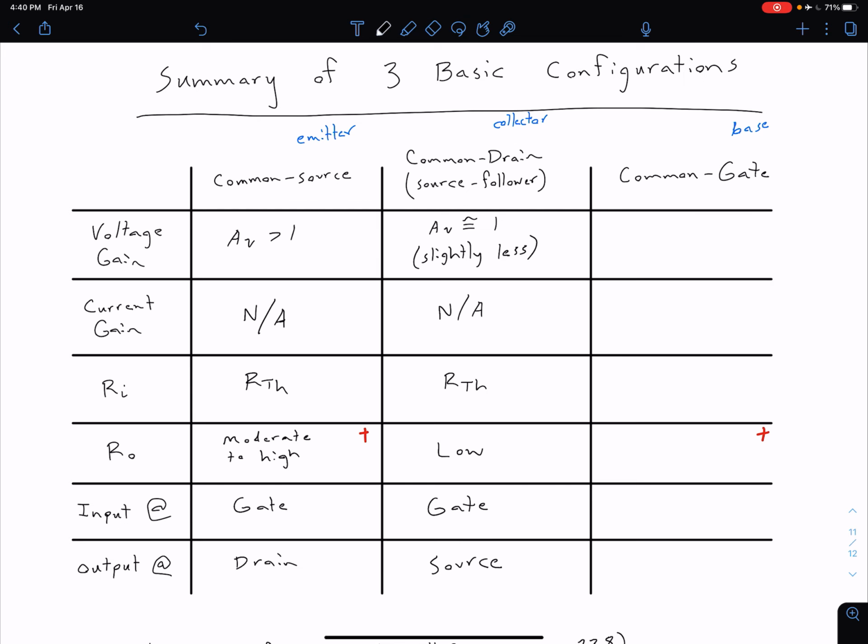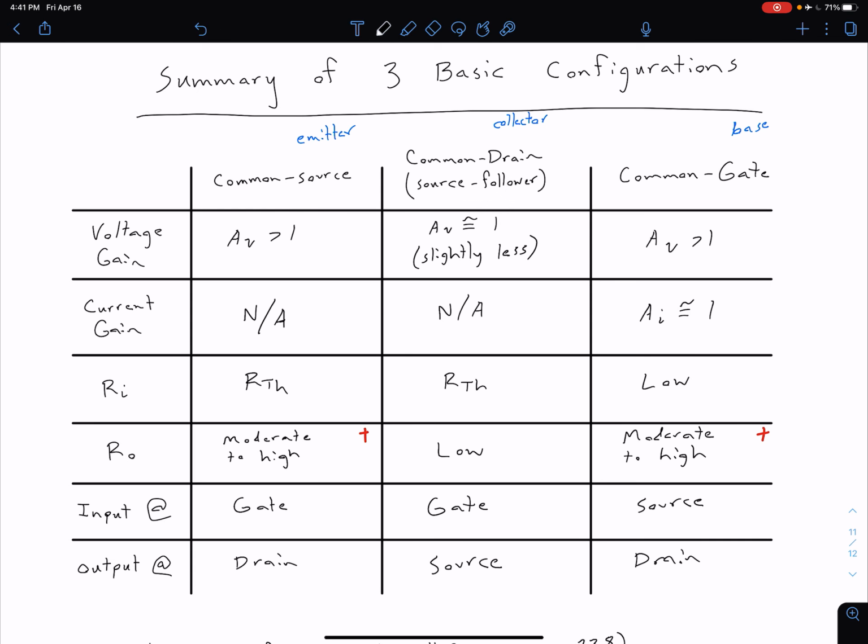So the final configuration is our common gate. In this case, we have a voltage gain that is again greater than 1. And our current gain, in this case, we do have a defined current gain, and it's approximately equal to 1. But like our voltage gain for our common drain, it's going to be a little less than 1. Our input resistance for this configuration is going to be low, and then we're going to have the same moderate to high output resistance that we did for our common source configuration. So moderate to high. For our common gate, our input is defined at our source, and our output is defined at our drain.